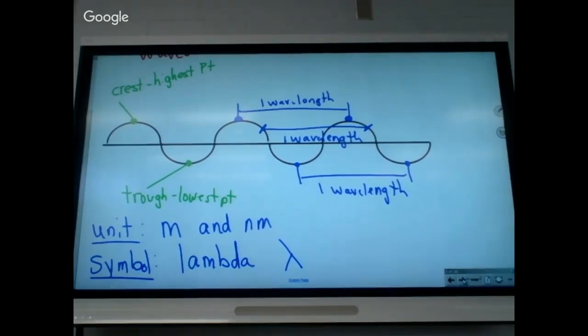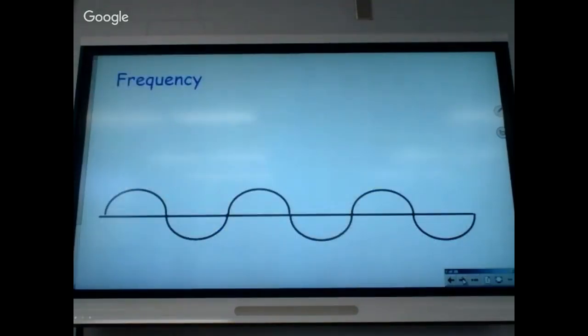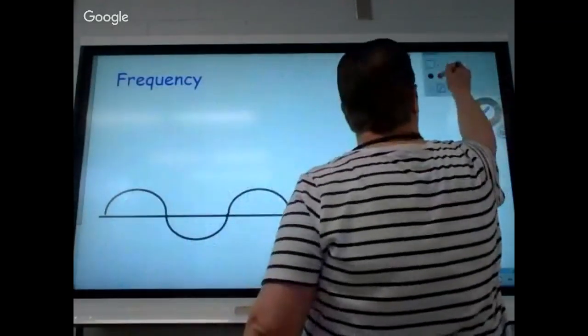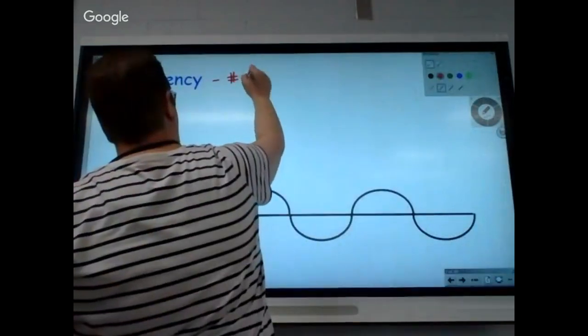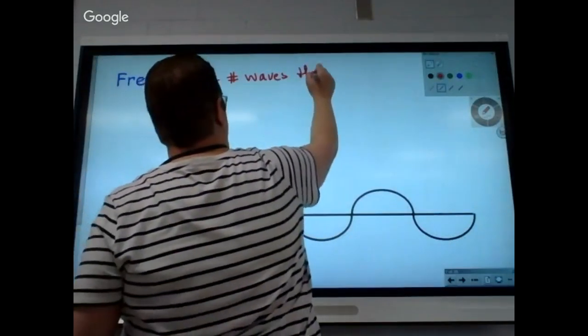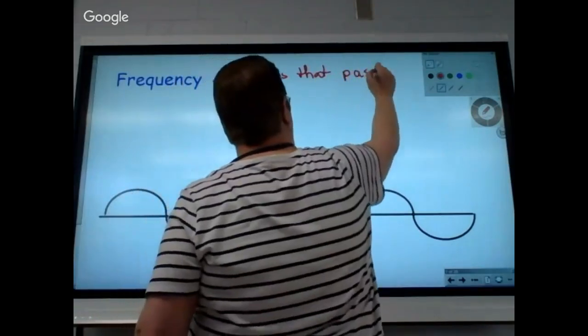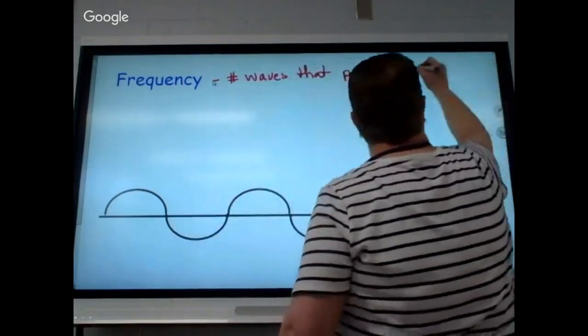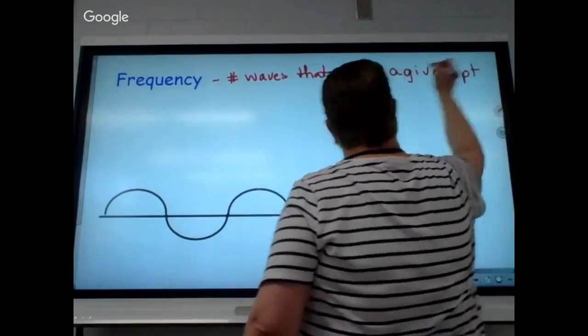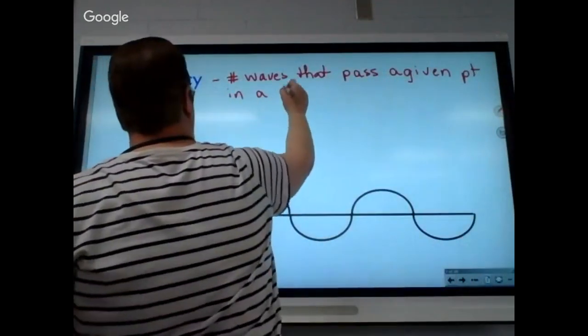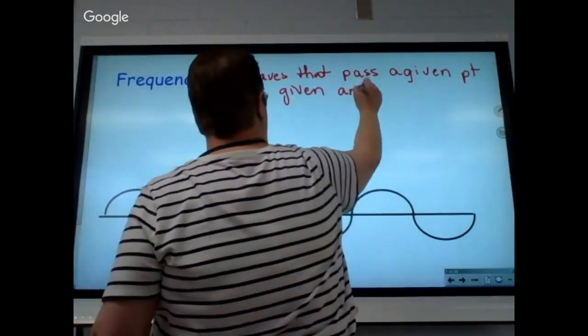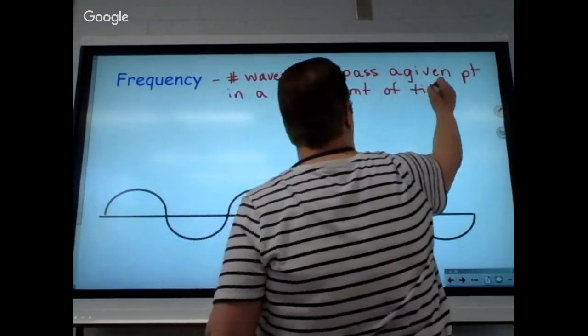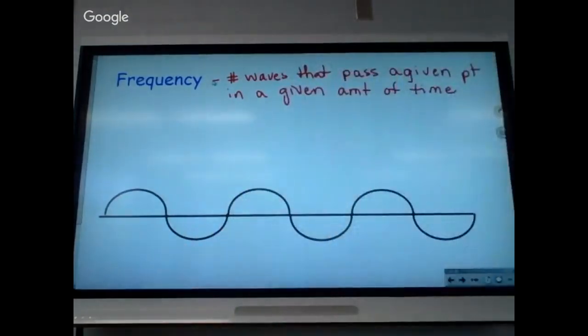All right, everybody good? All right, frequency. Frequency is the number of waves that pass a given point in a given amount of time. Okay, the number of waves that pass a given point in a given amount of time.